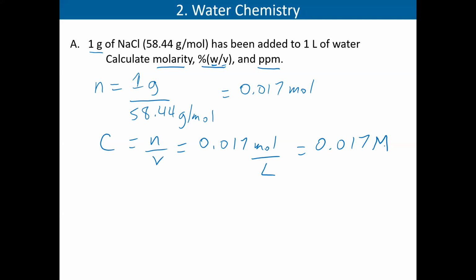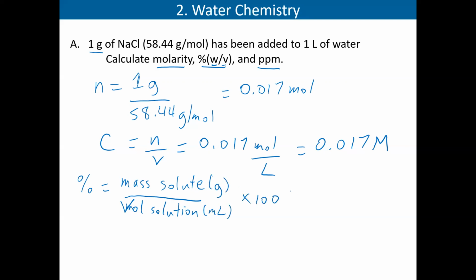So that's molarity. So for percent, what we usually do is take the mass of the solute divided by the volume of the solution in milliliters. So the volume of solution is in milliliters, and the mass is in grams. It's the same units, and then times 100 to give us a percent. So this is 58.44 divided by 1,000 milliliters times 100.